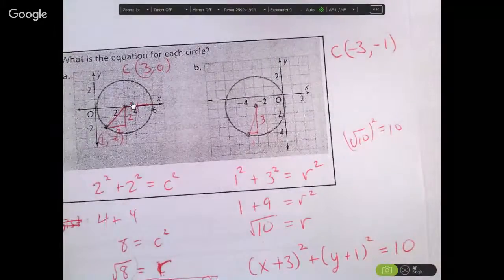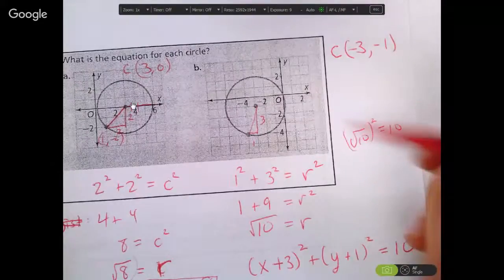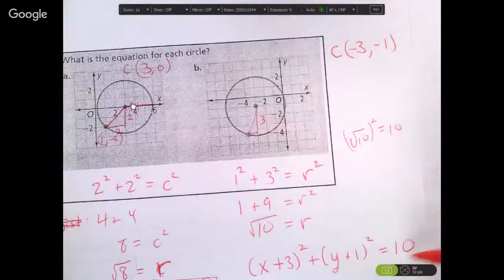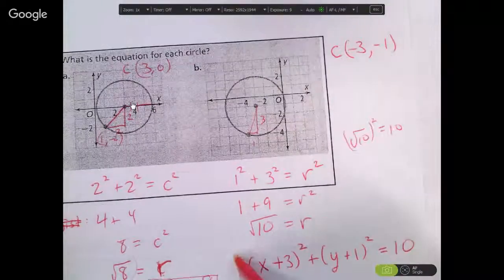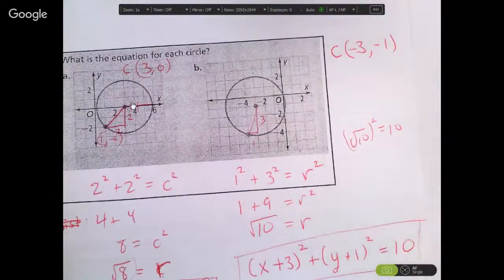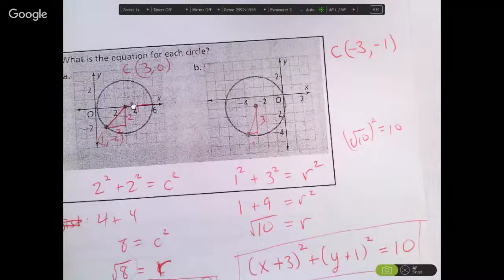Now, if this was a nice radius, like this 3, we'd have to make sure that we squared that 3. But that's the equation for the circle. I kind of think the formula is more confusing than just knowing it. The x is with the x, the y is with the y, square the radius. It is a lot like the distance formula.